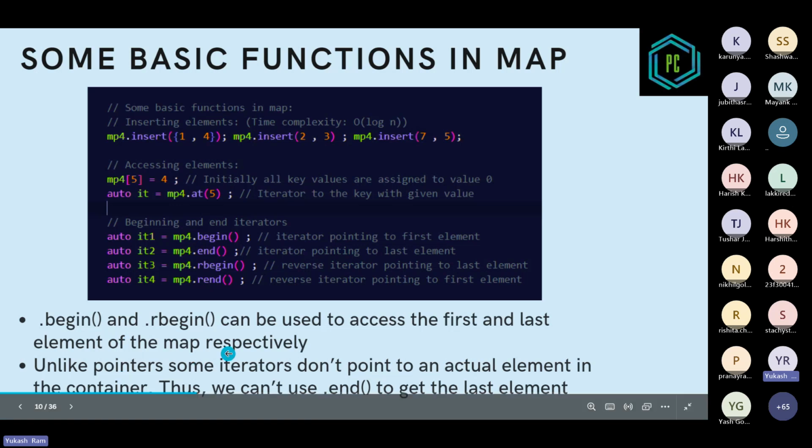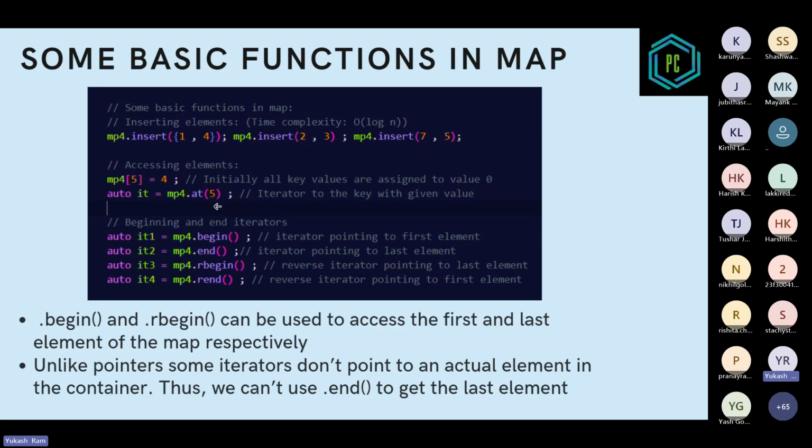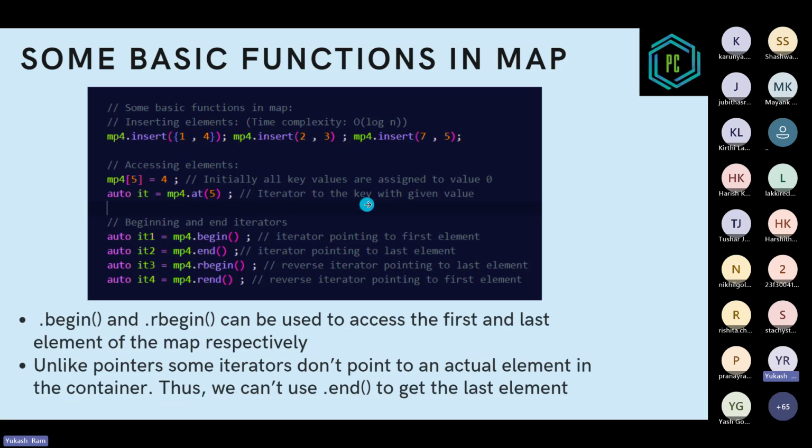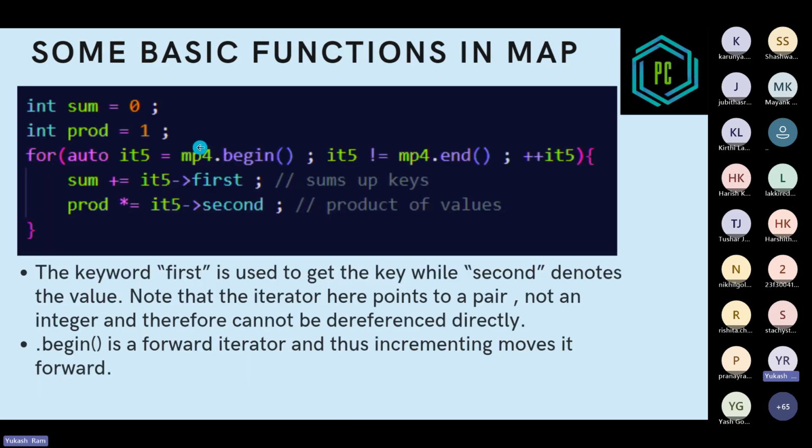Unlike pointers, some iterators don't point to an actual element. As I said, for example, dot end doesn't point to the actual last element. Instead, it points to the end of the container. So if you dereference it, it won't give you the exact value you're thinking of. It might give you some other random value. That's why we use dot begin and dot rbegin, dot rbegin especially for the end element.